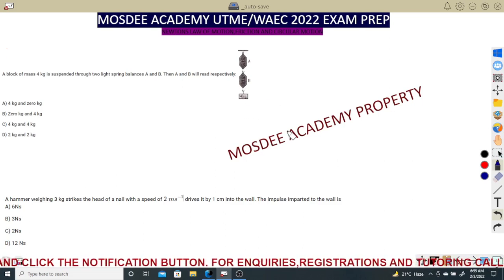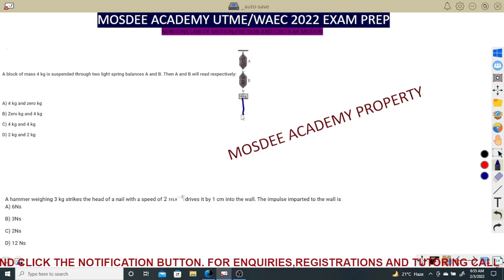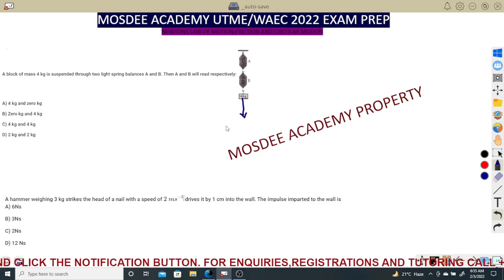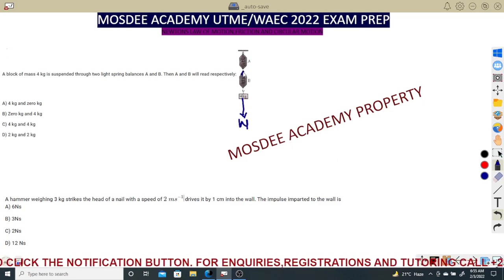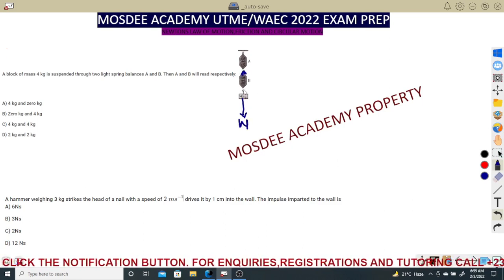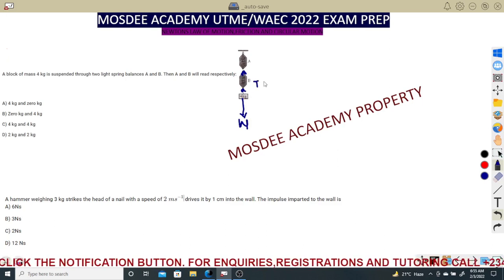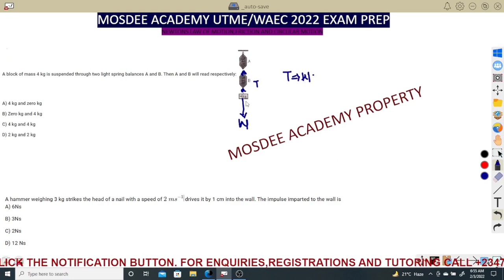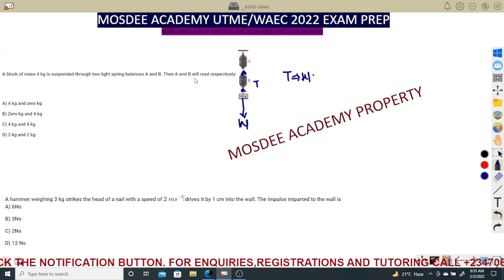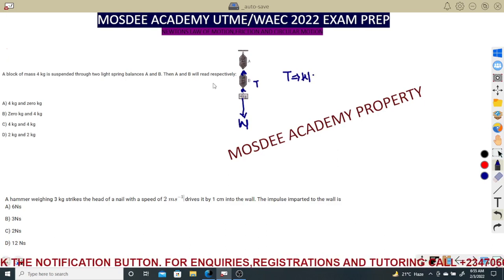The weight of a body, we've talked about this time and time again. For those who are joining, who are part of my class, the weight of the body is always acting downward. There is a tension in the string, which always acts away from the point of contact. So we say the tension here will balance the weight. We don't need to waste our time. So far, the weight of the body is 4 kg.